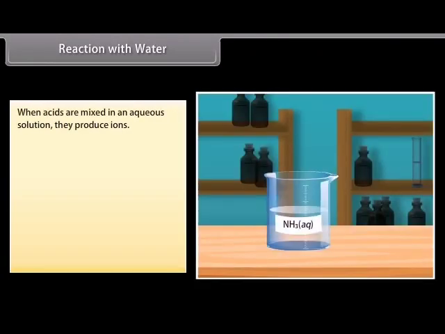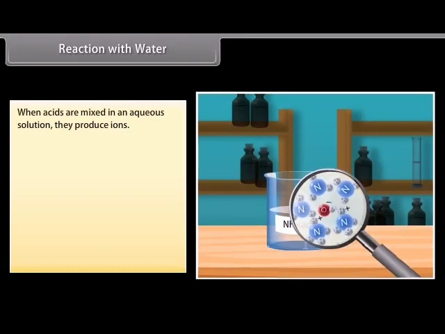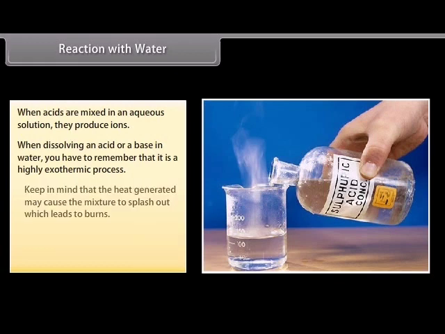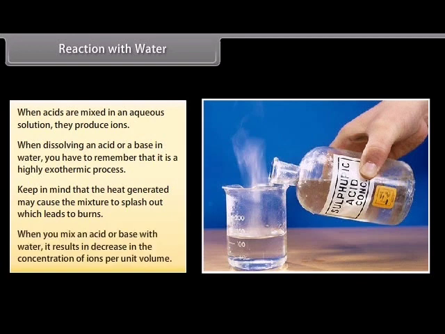Reaction with water. When acids are mixed in an aqueous solution, they produce ions. When dissolving an acid or a base in water, you have to remember that it is a highly exothermic process. Keep in mind that the heat generated may cause the mixture to splash out, which leads to burns. This may lead to the glass container breaking due to excessive local heating.